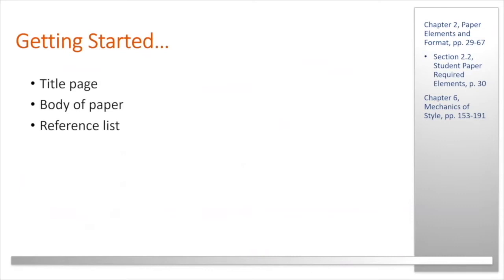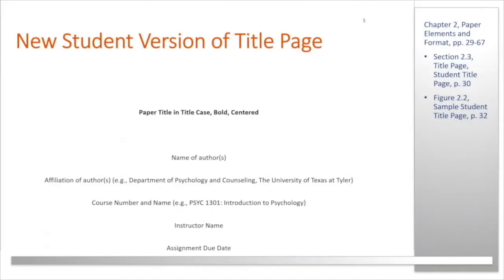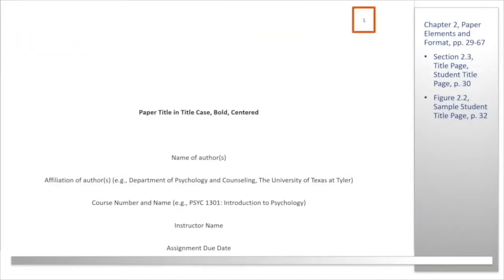Your APA style student paper will typically include a title page and the body of your paper, followed by your reference list. It is important to note that there is now a student version of the title page. Unless your instructor says otherwise, include the following elements in your title page: title of your paper, name of authors, affiliation of authors, course number and name, instructor name, and the assignment due date.